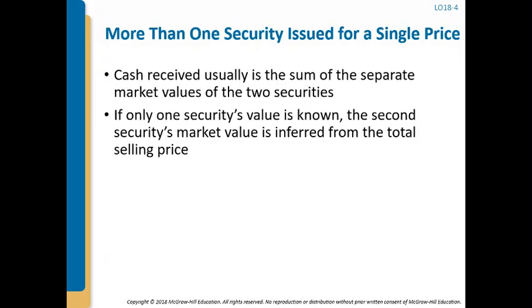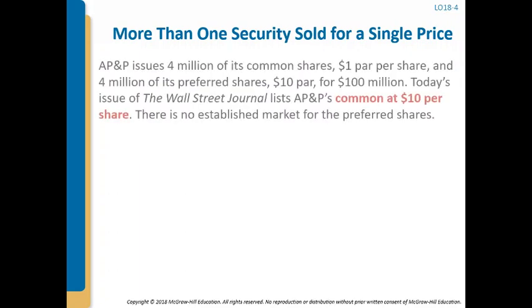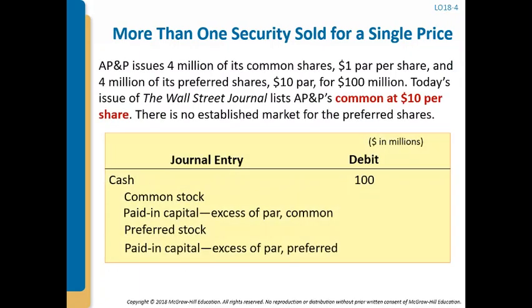Now, what happens if you issue more than one security for a single price? Well, you use one or the other. Normally it would be the value of both types of shares, but if you have just the value of one type of share and not the other, then the second is inferred by being the difference. So we have an example here of that.